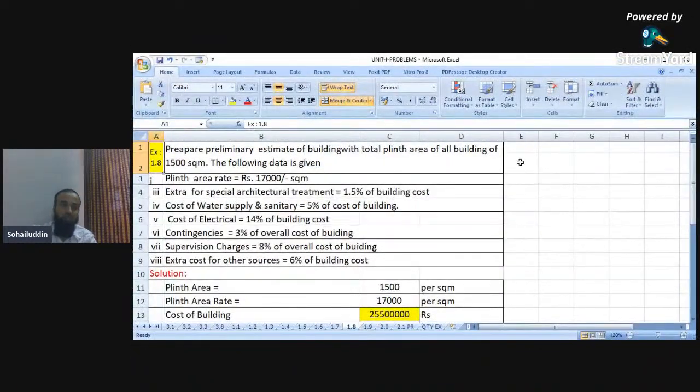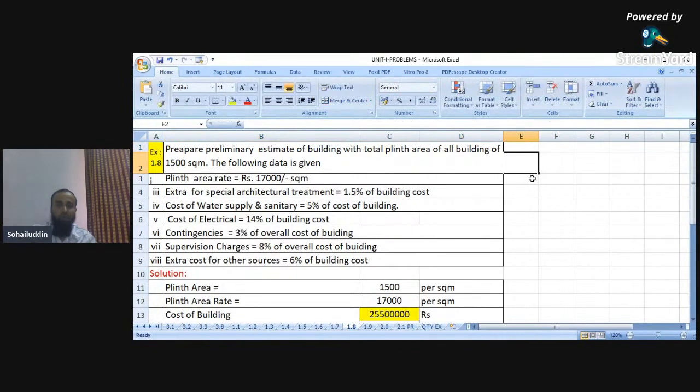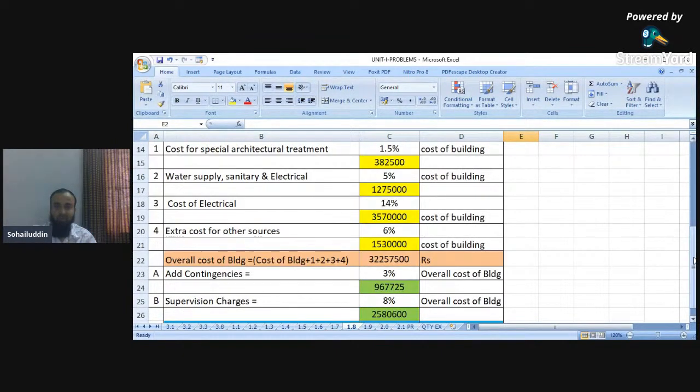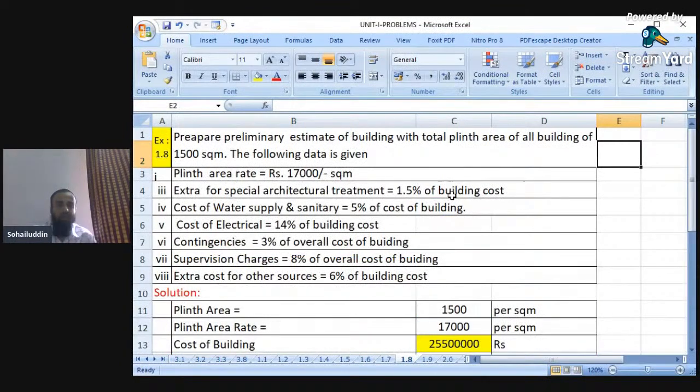The next problem is again the same. Prepare a preliminary estimate of a building with a total plinth area of all buildings of 1,500 square meters. The following data is given. And the plinth area rate is also given, that is 17,000 per square meter.